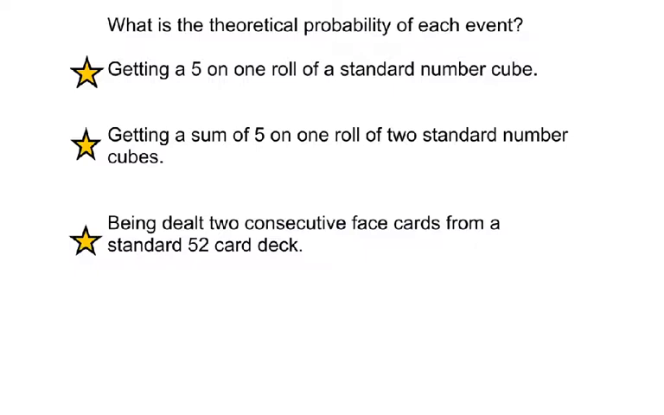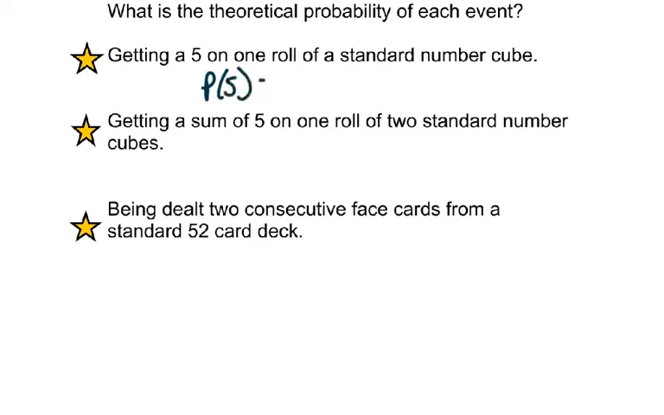So for example, getting a 5 on one roll of a standard number cube. There's 1 five out of 6, so the probability of 5 is 1/6. Getting a sum of 5 on one roll of 2 standard number cubes.